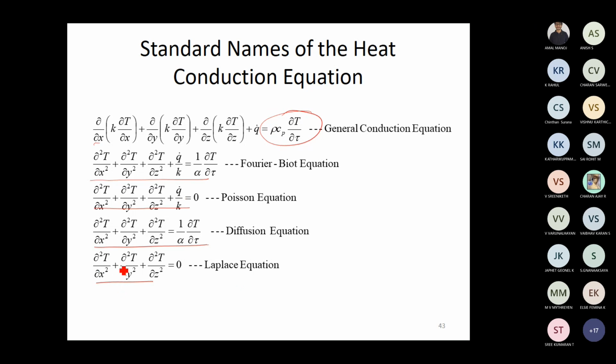So dou square T by dou x square plus dou square T by dou y square plus dou square T by dou z square is equal to 0, which does not have the transient term and which does not have the generation term. That is called the Laplace equation. And in this Laplace equation, if the temperature is independent of the y direction and the z direction, then only one term will be left, dou square T by dou x square. That will be the simplest form of the Laplace equation.